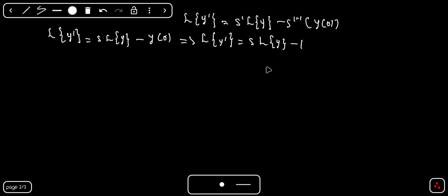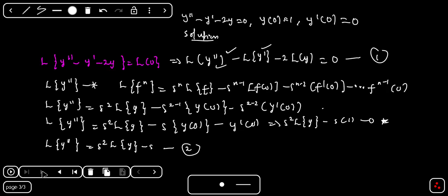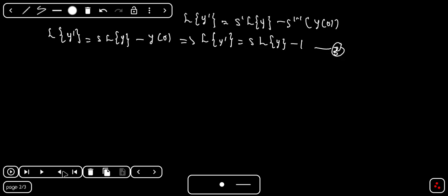So this is beautiful. I'm going to call this equation 3. Now the next thing we are going to do is to put equation 2 and 3 into equation 1. So let's do that, guys. And don't forget our equation 1, which is the Laplace transform of y prime prime, then minus the Laplace transform of y prime, then minus 2 multiplied by the Laplace transform of y, which is equal to 0.